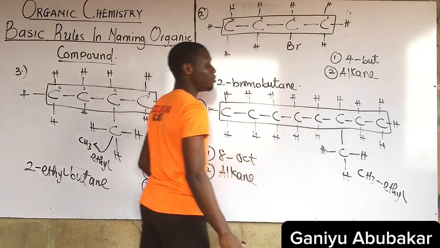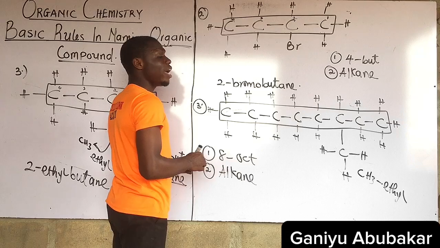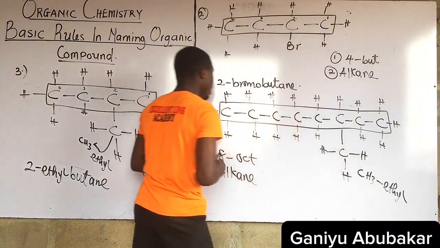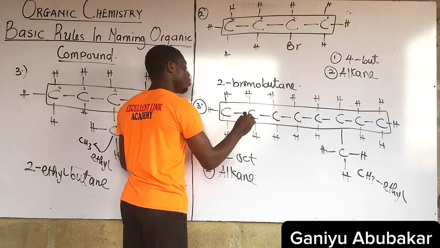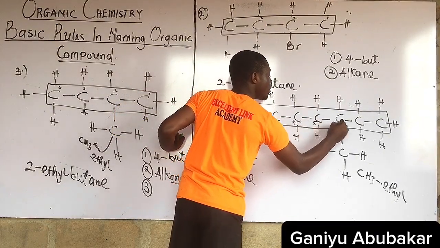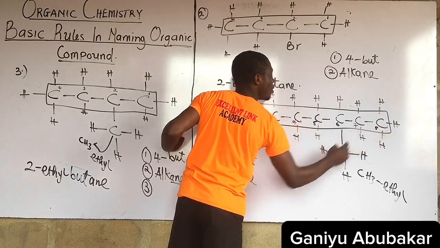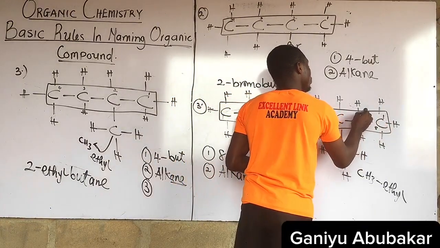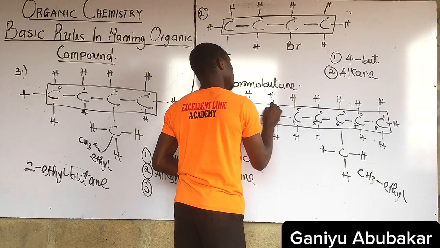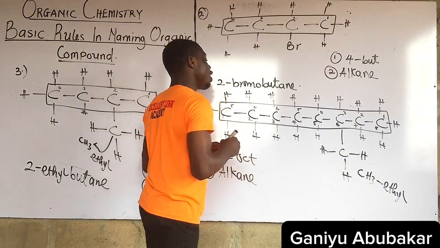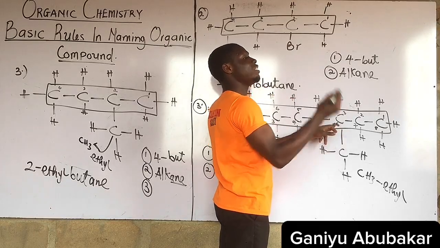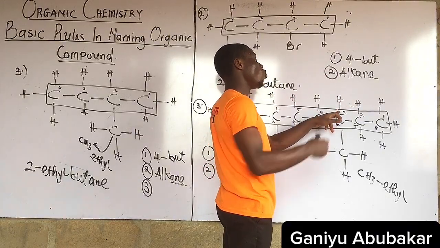So how do we name this compound? We said rule 3 says what? Look for the least possible number of substituents. This substituent here. Let's go to the upper numbering. This is 1, 2, 3, 4, 5, 6, 7, 8. Lower numbering: 1, 2, 3, 4, 5, 6, 7, 8. In between upper numbering 6 and lower numbering 3, which one is the least? Of course, the lower numbering.